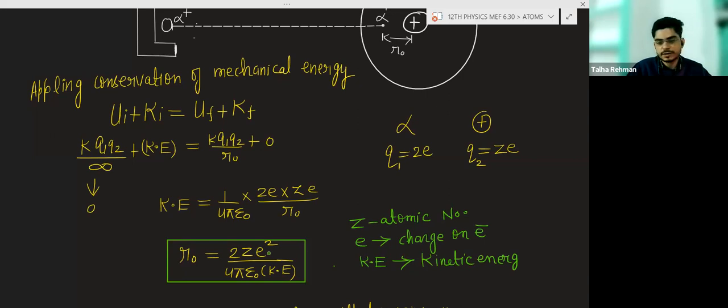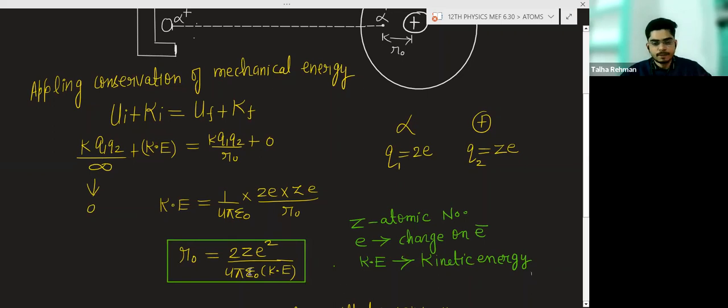K is the kinetic energy, and epsilon naught is absolute permittivity. Now you can see here, this distance of closest approach is inversely proportional to the kinetic energy. It means the more the kinetic energy, the less the distance of closest approach.